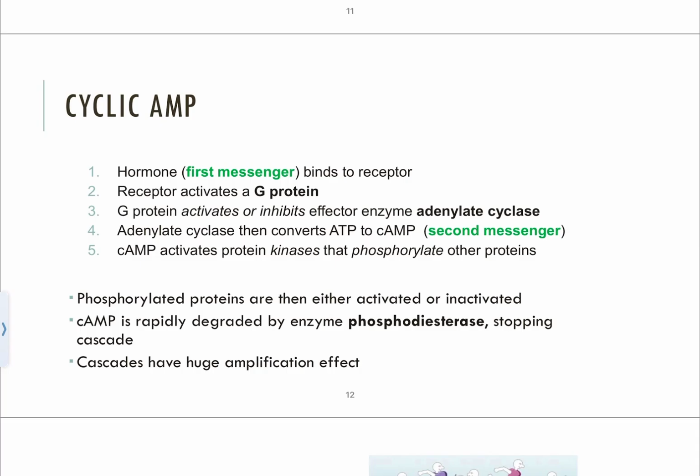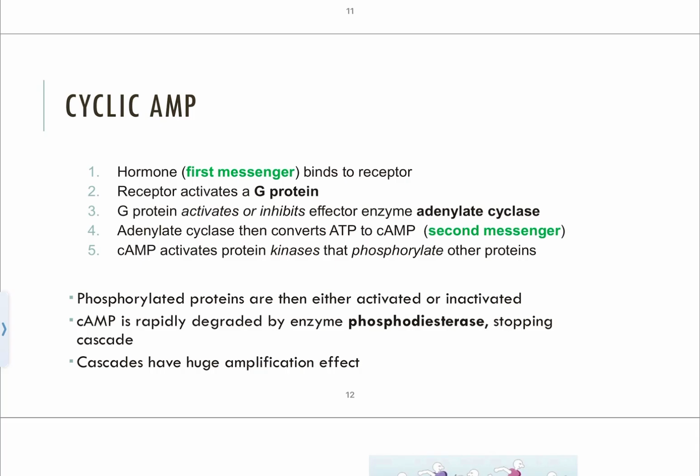Adenylate cyclase then converts ATP into cyclic AMP, or cAMP, and cAMP is actually our second messenger. So the first messenger is whatever hormone bound to the receptor, and our second messenger is cyclic AMP. Once our second messenger is formed, it can go on and activate protein kinases. Anytime you see any sort of kinase, that means it's an enzyme, and that enzyme specifically is going to phosphorylate something, so it'll phosphorylate some other proteins. Once we have phosphorylated proteins, those can go on to either become activated or inactivated.